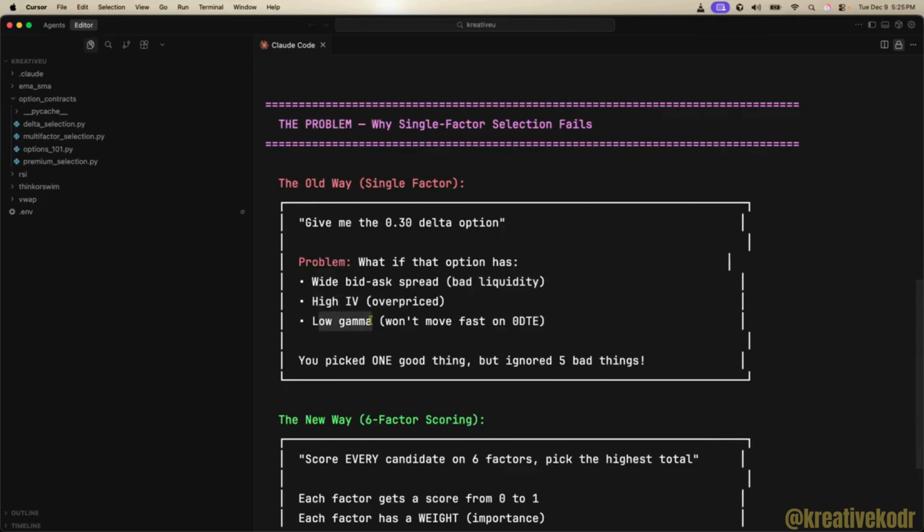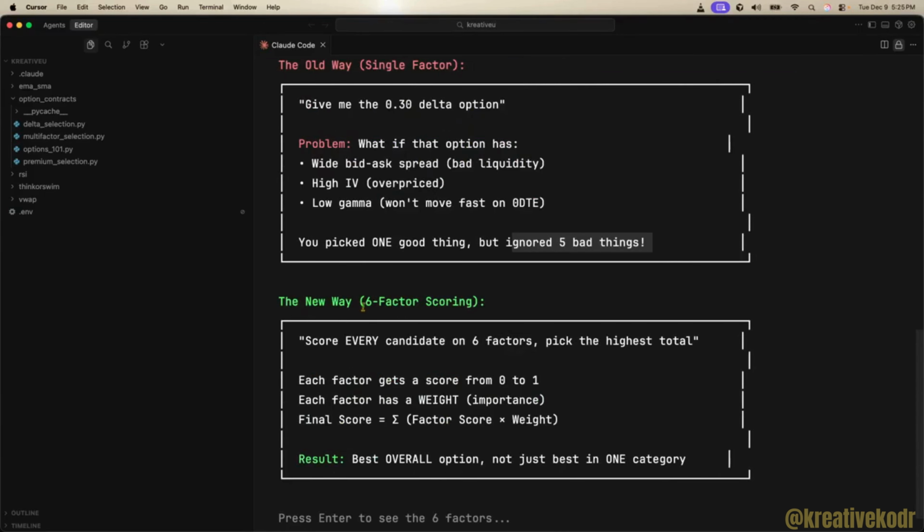What is gamma? If delta is the car, gamma is the gas pedal. If we're not hitting the gas pedal, the car is not going anywhere. So it won't move fast enough for 0 DTE options. These are option contracts that expire the same day. So we pick one good thing, but we ignore 5 bad things.